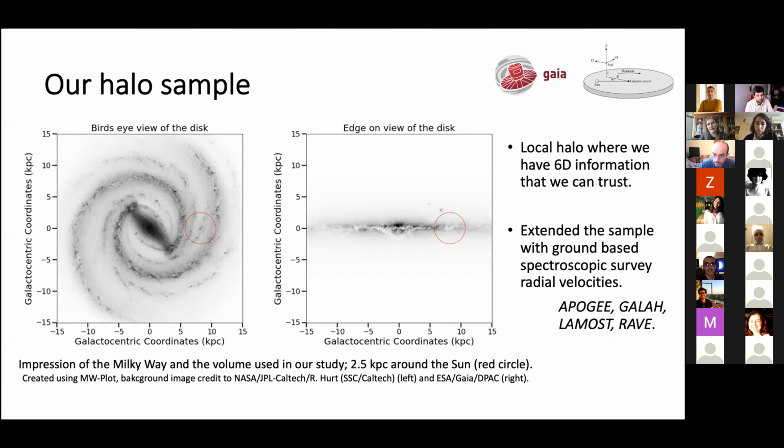And we select the halo by making a kinematical selection. So we select stars that move on halo-like orbits. So they move differently to the disk-like stars. And we're a bit conservative in that cut, so that we do still have some disk contamination, but we want to have as many halo stars as possible.